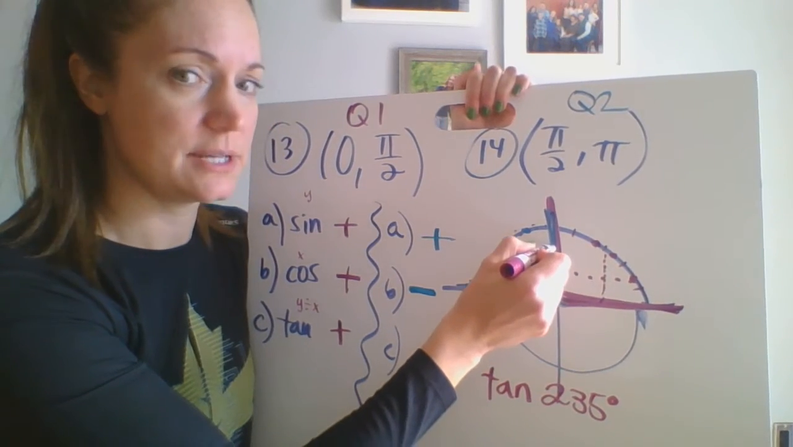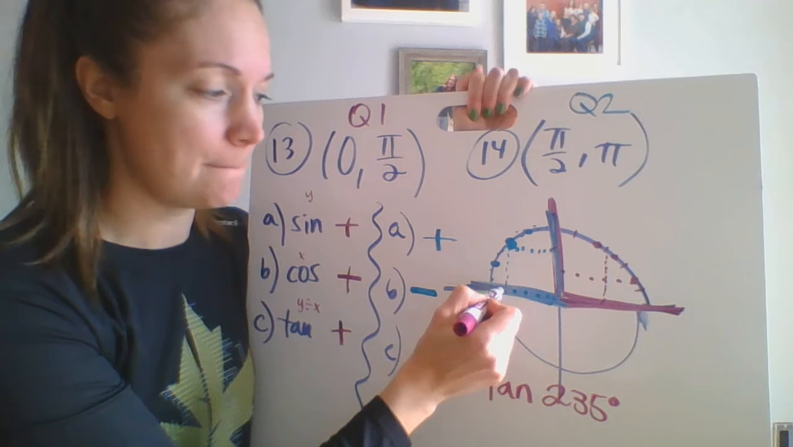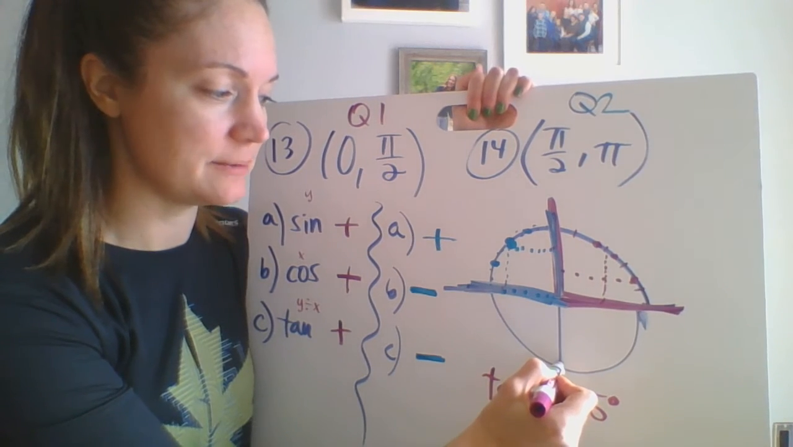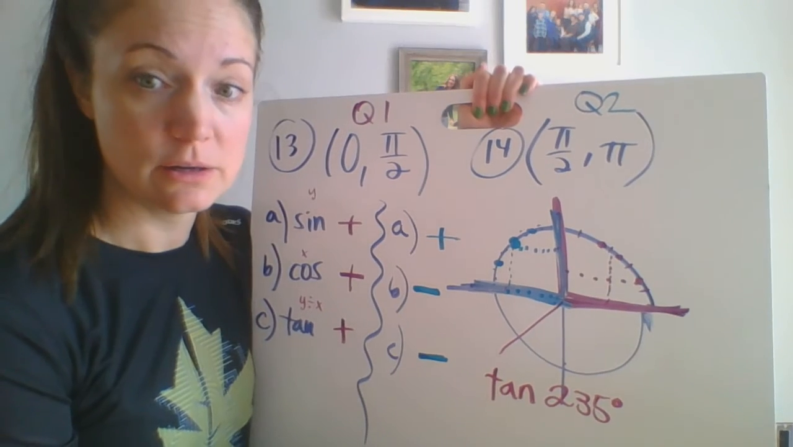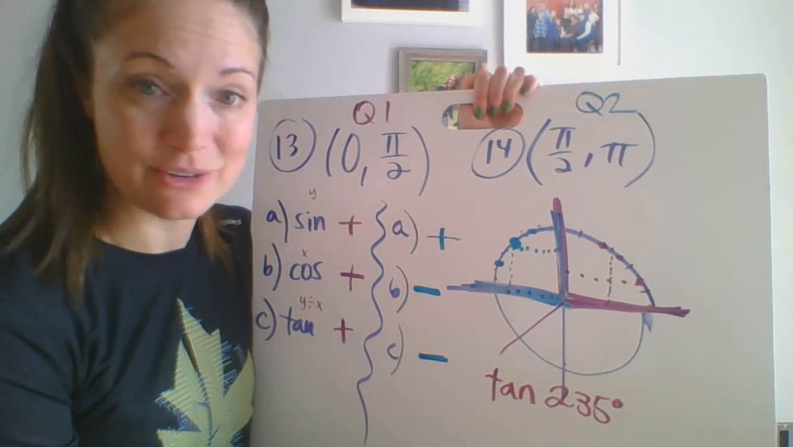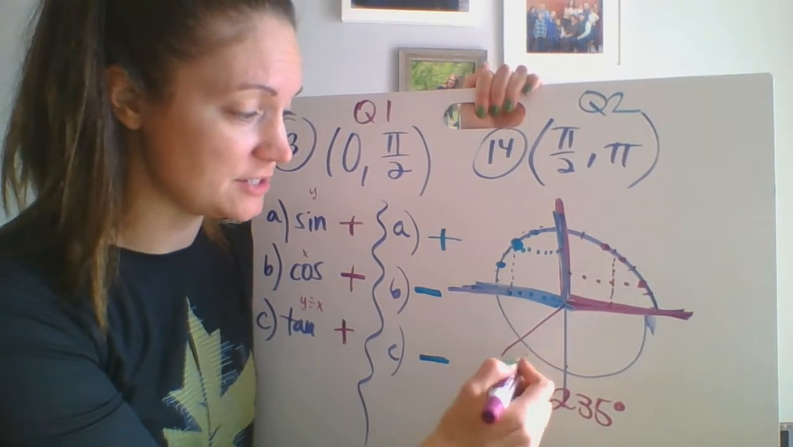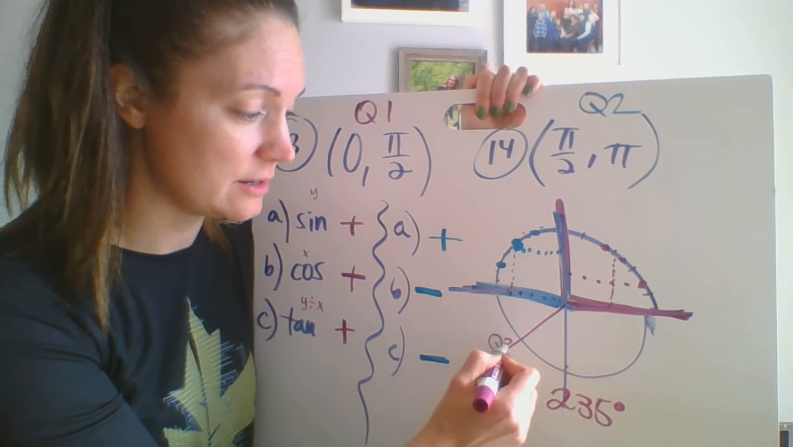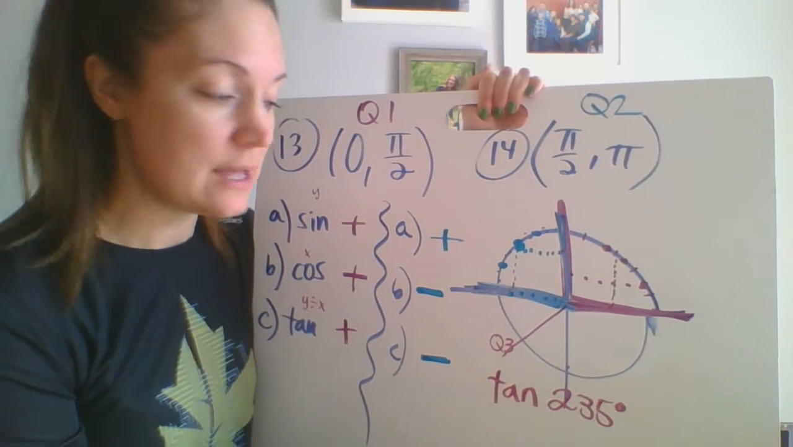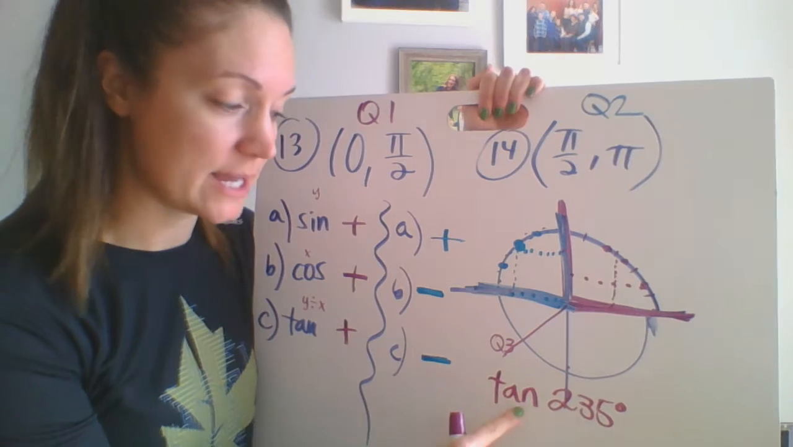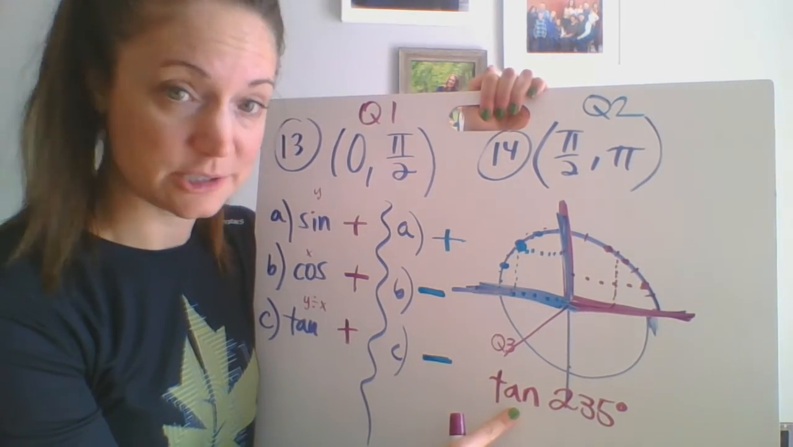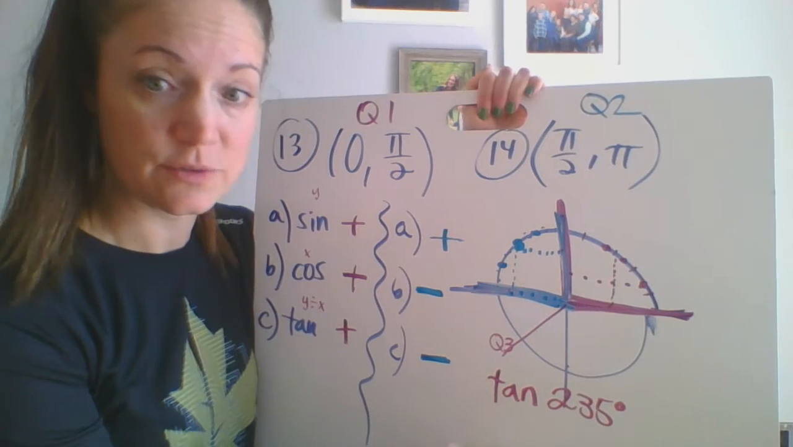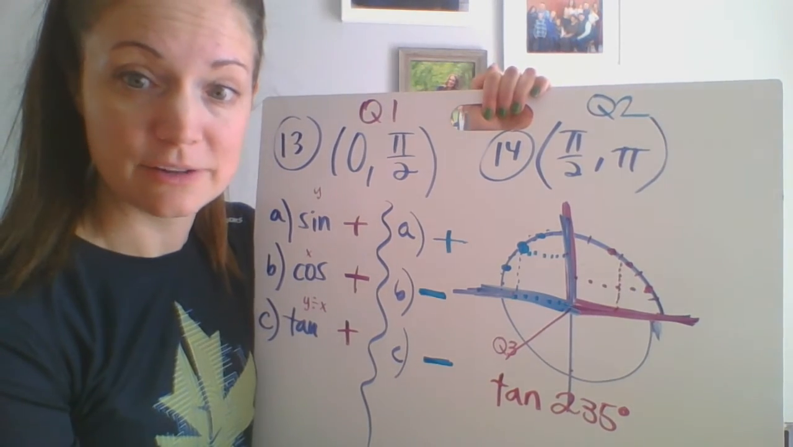Here's 90 degrees. Here's 180. Here's 270. That's too far. 235 is somewhere between 180 and 270. I don't need to know exactly where it is. I just need to know that this is somewhere down here in quadrant 3. You need to figure out when I take my y value, whatever it is, divided by my x value, whatever it is, will that end up being positive or negative?